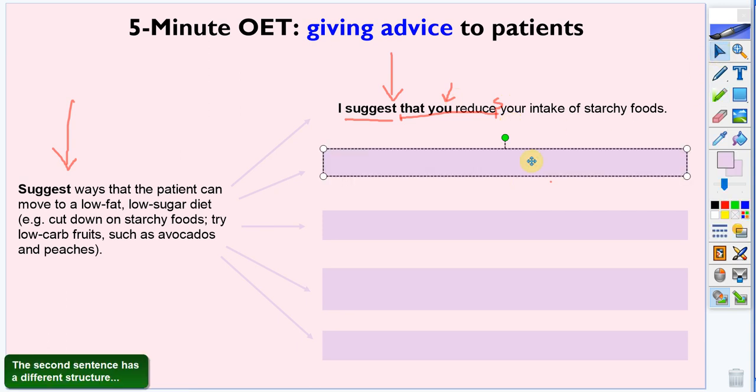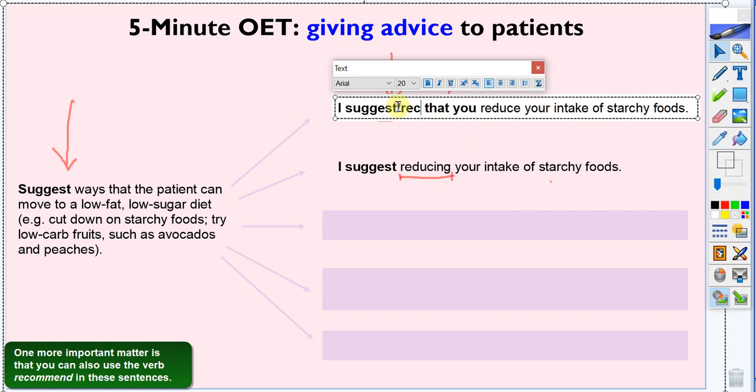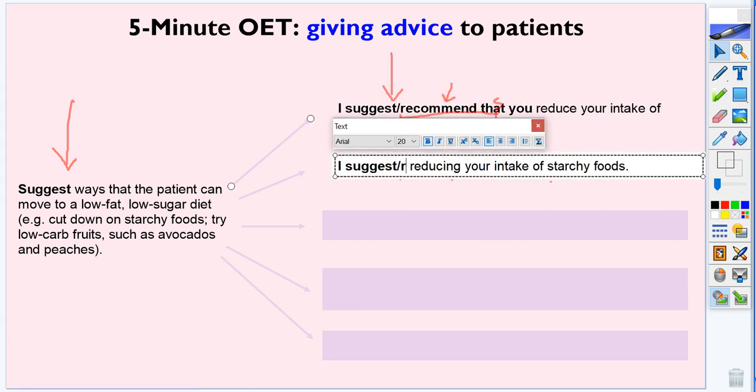The second sentence has a different structure. This time we have a verb with ing, and you can see that there is no pronoun. An important point to make now is that you really shouldn't say I suggest you to. The reason why is because many people consider that to be incorrect English. One more important matter is that you can also use the verb recommend in these sentences.